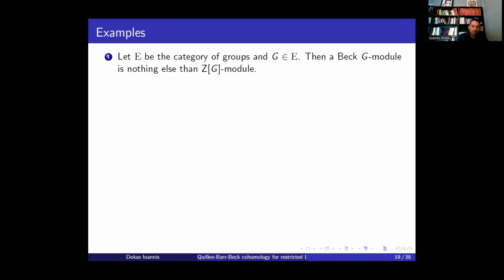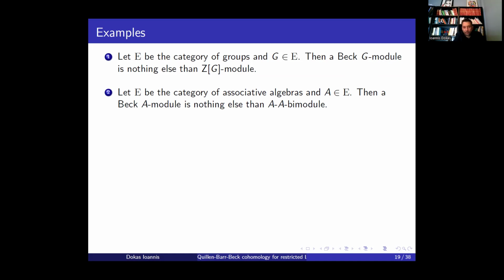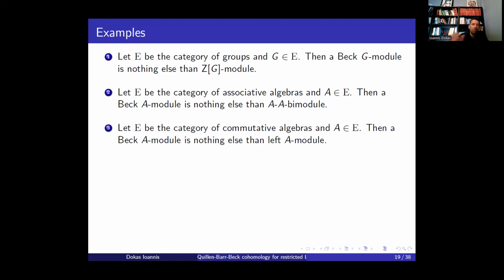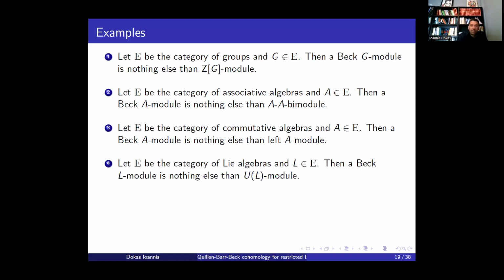The second example is the case of the category of associative algebras. If you take A to be an associative algebra, then a Beck A module is nothing else than an A-A bimodule. If you move to the category of commutative algebras, then one can prove that a Beck A module is nothing else than a left A module. And finally, if you consider the category of Lie algebras, then a Beck L module turns out to be a module over the enveloping algebra of L.